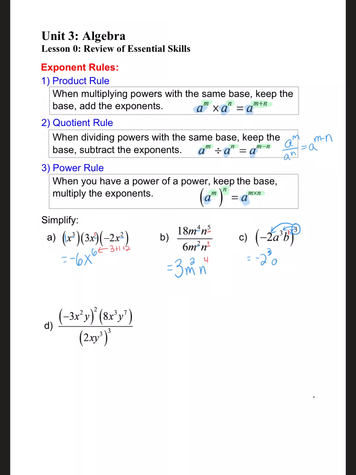And then we'd have a, and remember, a power to a power means we're going to multiply them. So 3 times 3 can become 9. And then for b, again, we have a power of 1 raised to a power of 3. So 1 times 3 is 3. And then we can simplify that. Negative 2 to the power of 3 is a negative 8. So a to the power of 9, b to the power of 3.